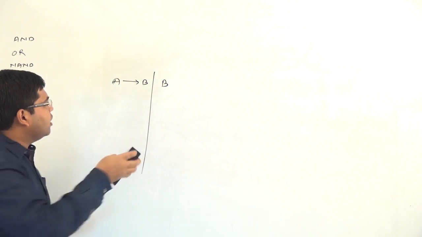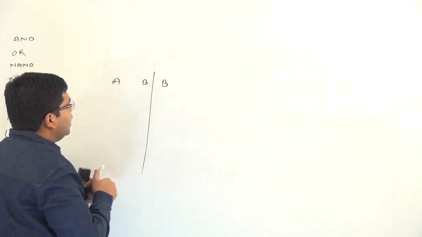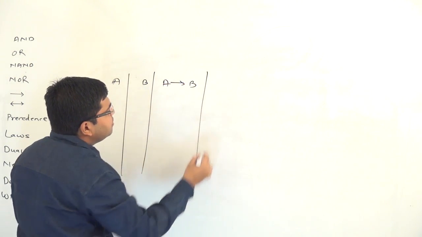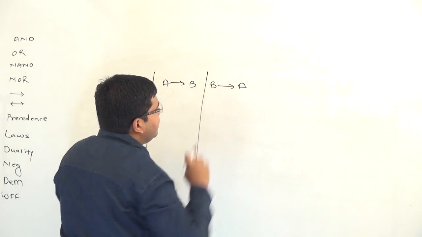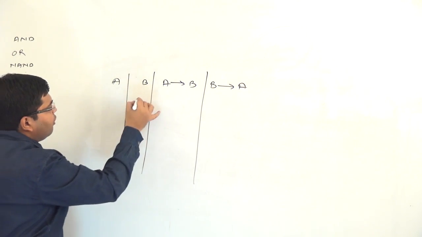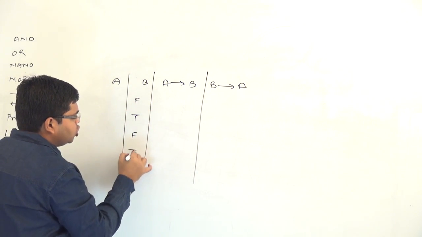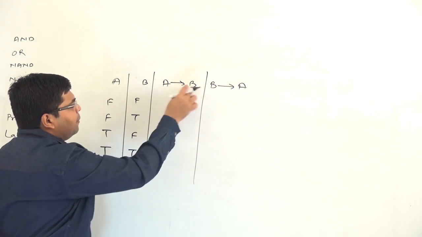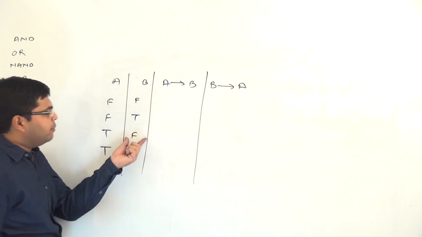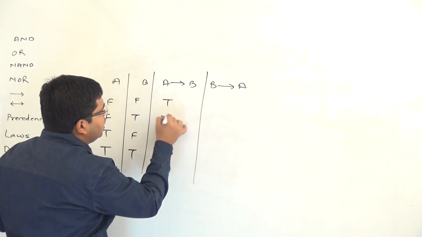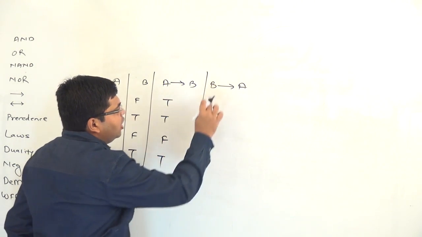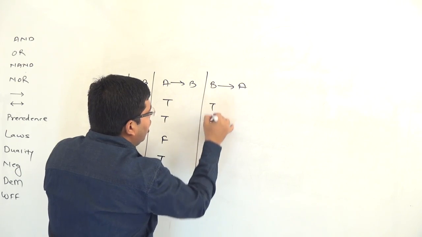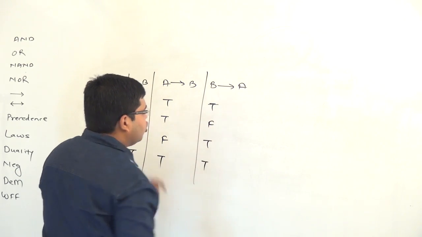Sorry, I need to take the values first. A, implies B, implies A. Now values: false, true, false, true, false, false, true, true. Now A implies B will be false when A is true and B is false. This will be false, others will be true, and B implies A will be false when B is true and A is false. So second row will be false, all other rows are going to be true.